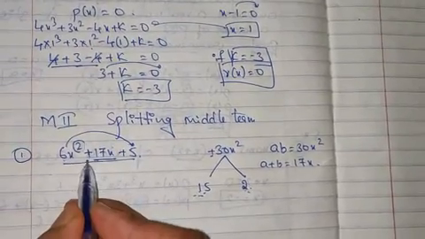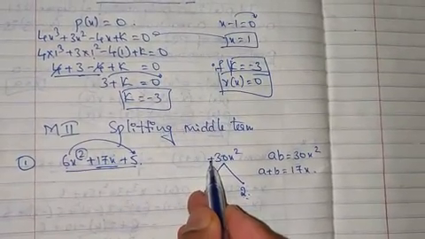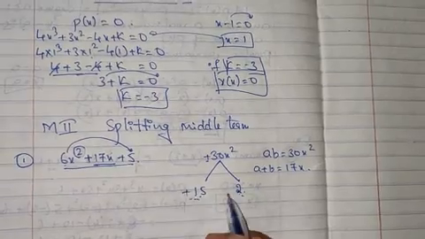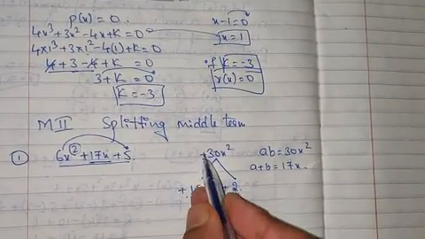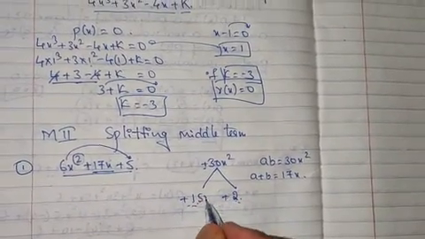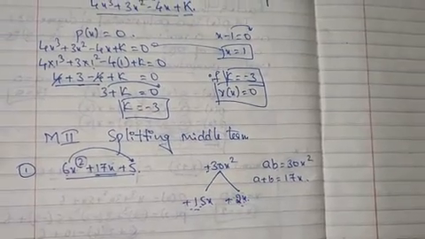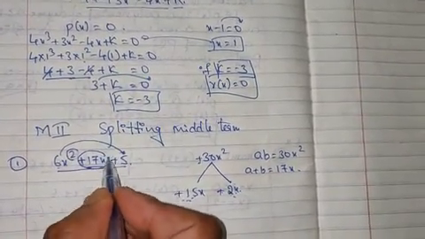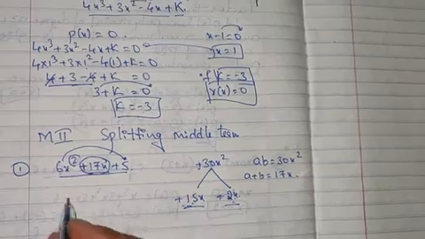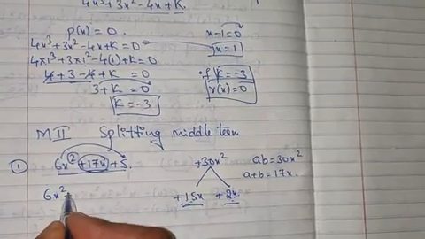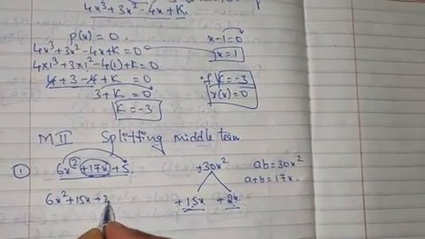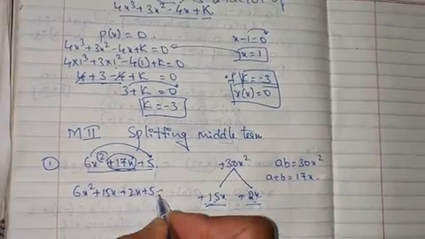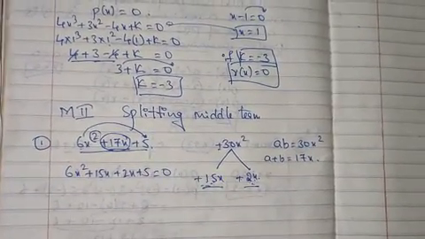For example, now it is plus and it is also plus. If it is plus, both will be plus. 15 twos are 30, x into x, x square. So instead of 17x, we will write these two terms: 6x square plus 15x plus 2x plus 5, which is equal to 0.